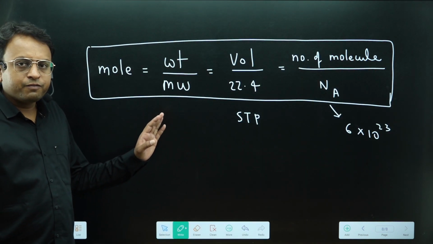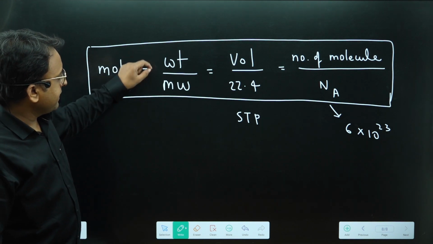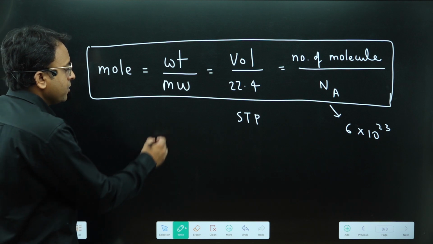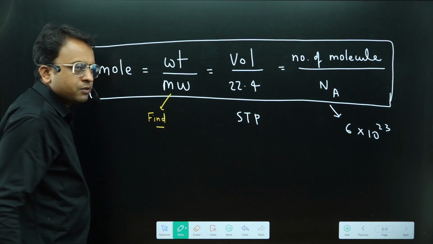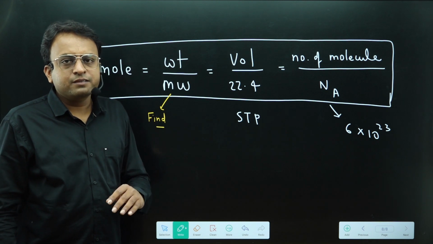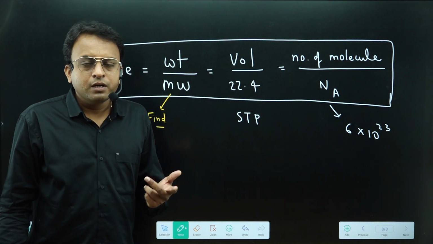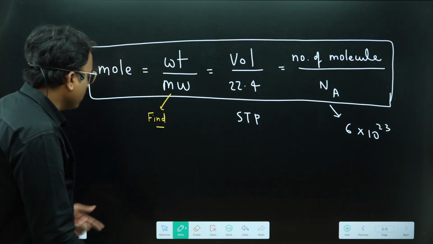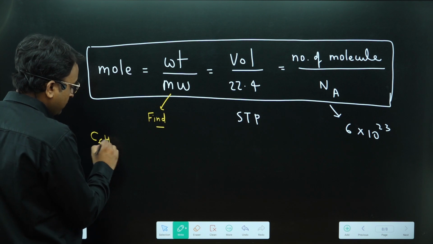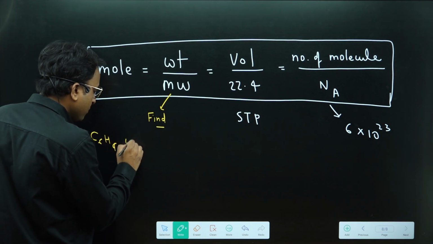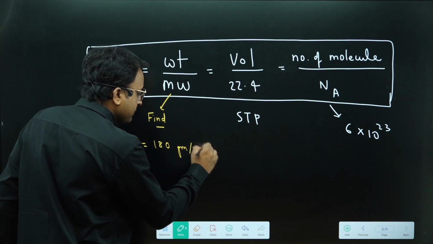This is the final formula for our mole: weight divided by molecular weight. Molecular weight you can find by yourself, such as for CO2. CO2 is 44, O2 is 32, N2 is 28. Learn some molecular weights, such as glucose, C6H12O6. Glucose has a mass of 180 gram per mole.